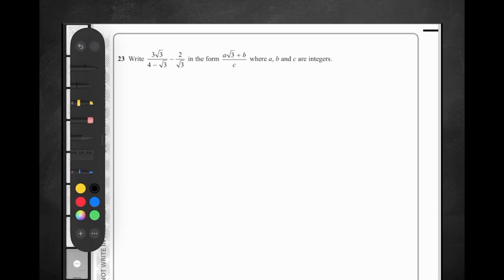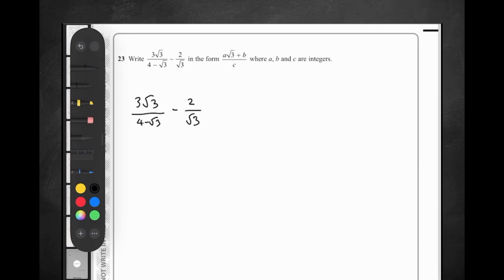Right, well, I noticed that c is an integer on the bottom, so all of these root 3's on the bottom have got to get to the top somehow. So 3 root 3 over 4 minus root 3, minus 2 over root 3.